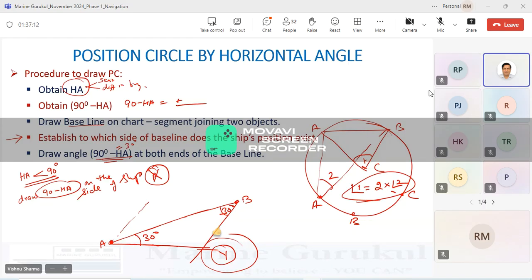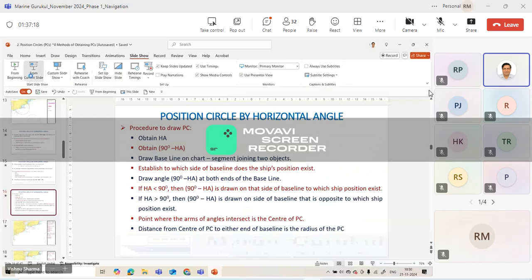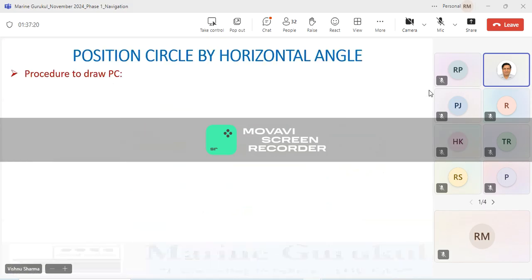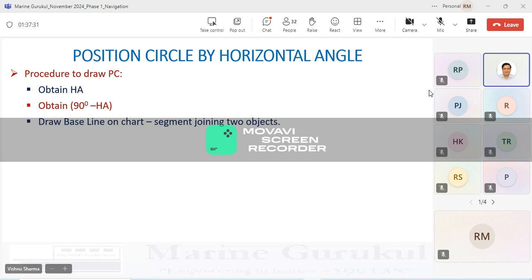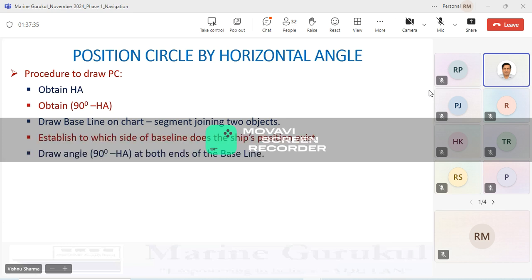Okay, so I'll be clearing the screen and showing it to you all over again. And then all this will be clear to you once we take an example. You see, obtain the horizontal angle either by sextant or by bearings. Obtain 90 minus horizontal angle. Draw the baseline. Determine which side of the baseline the ship lies. Draw this 90 minus horizontal angle at both ends of the baseline.